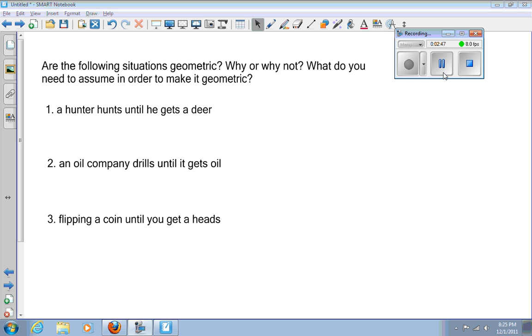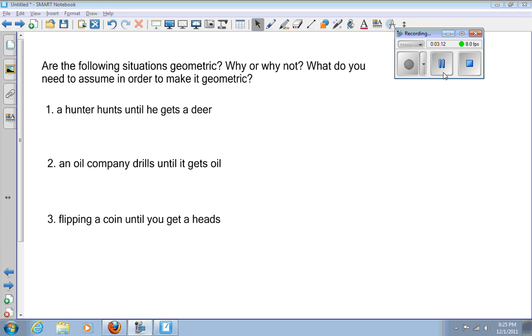Number two, an oil company drills until it gets oil. This is similar. Is there success or not? Sure. Oil or not oil. Are the probabilities of success the same each time we drill? I don't know. Are the drills independent? I don't know. If we assumed those two things, we could make it geometric. And then we continue to do it until the success comes. That's getting oil.